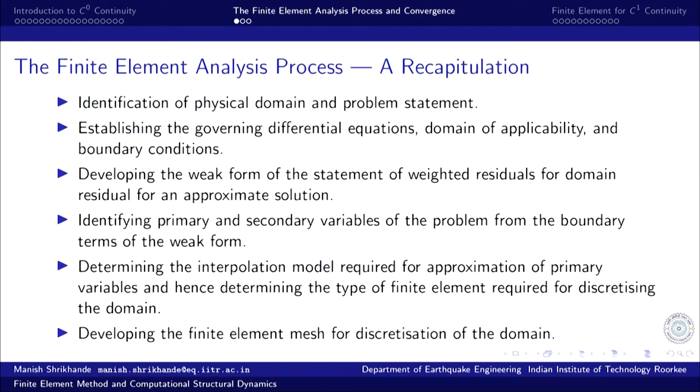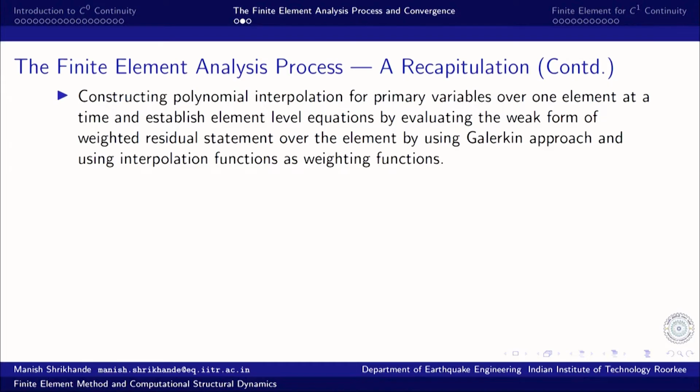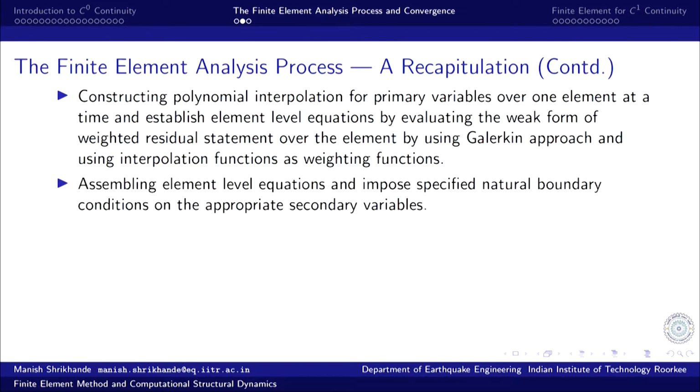So, the entire domain is divided into a number of finite elements and interconnected through nodes, and then we construct polynomial interpolation for primary variables over one element at a time, establish the element level equations by evaluating the weak form of weighted residual statement over the element by using Galerkin approach and using interpolation functions or the shape functions as the weighting functions. And once we have these element level equations, we can assemble them into the global level of equations.